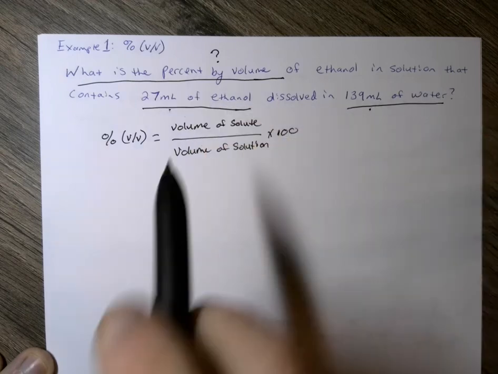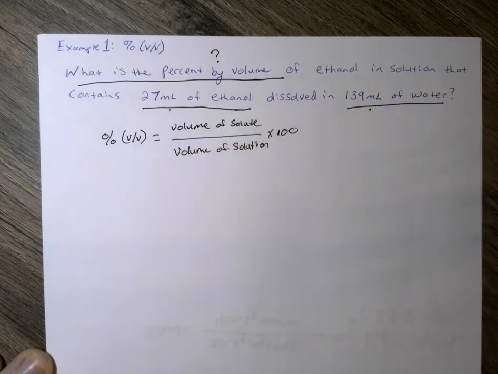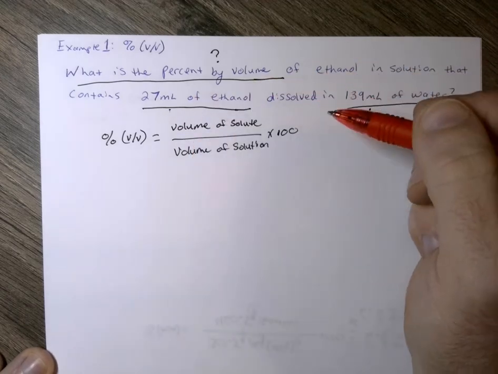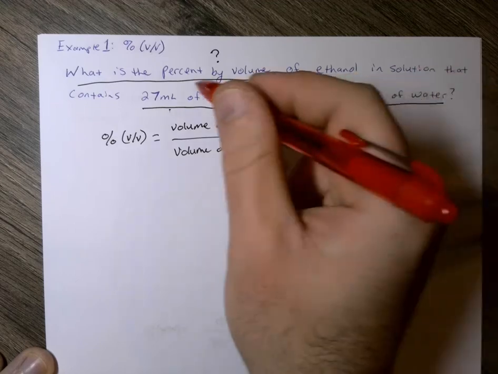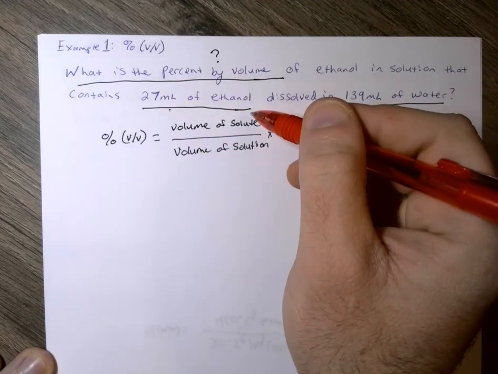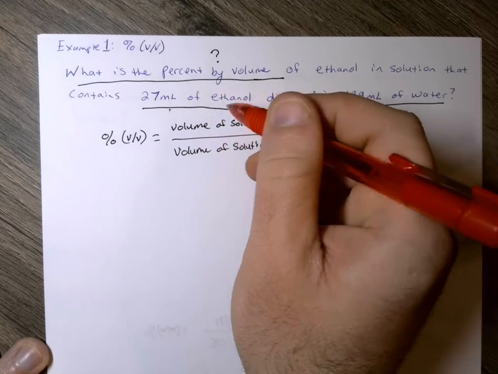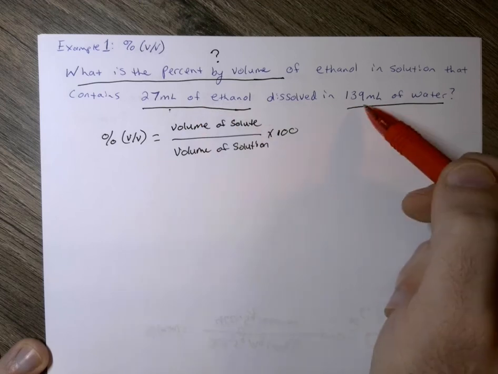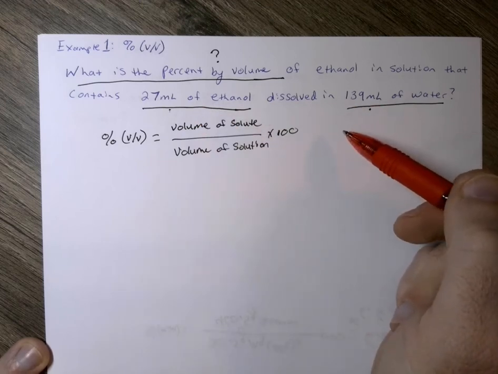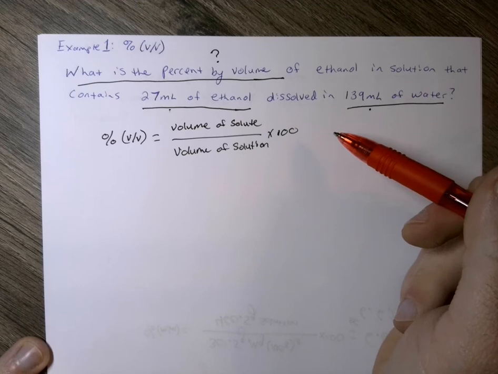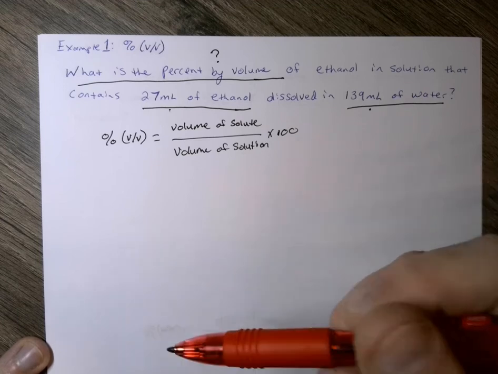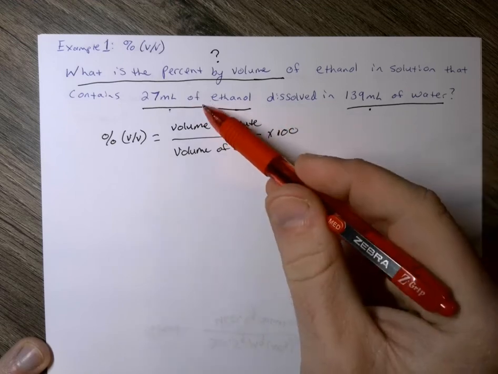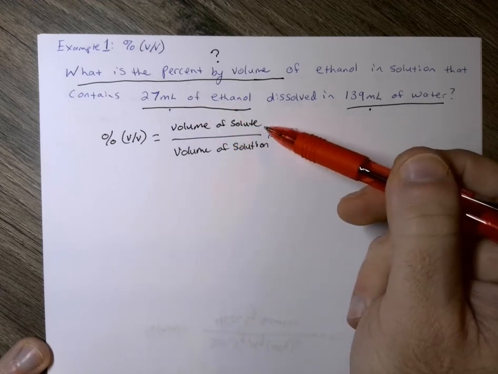Now, in the question, the first part that it gives me is 27 milliliters of ethanol, and it tells me 139 milliliters of water. Now, when I compare these two to determine which is my solute and which is my solvent, solute is always what I have less of. It's what I'm dissolving into what I have more of. So my solute is ethanol. So that's the number that's going to go on top.